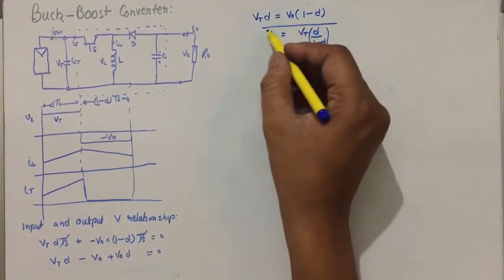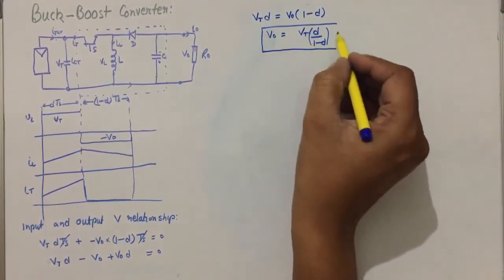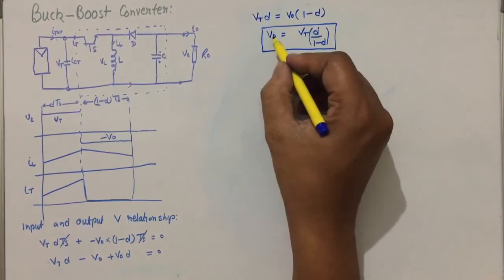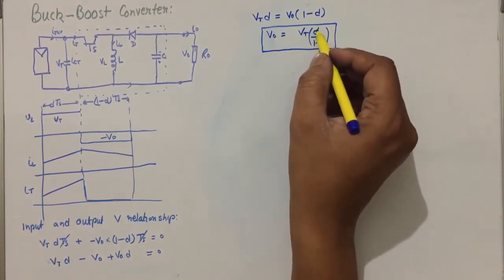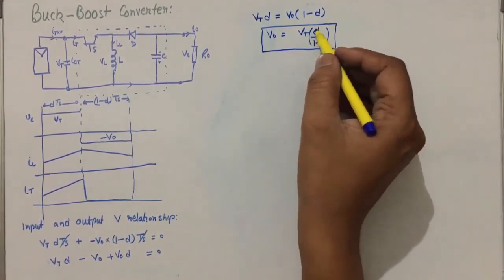So this is the relationship between output voltage and terminal voltage that can be modulated with the duty cycle of the switch.